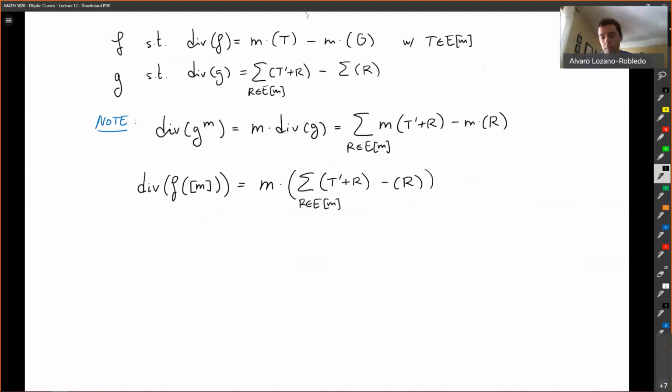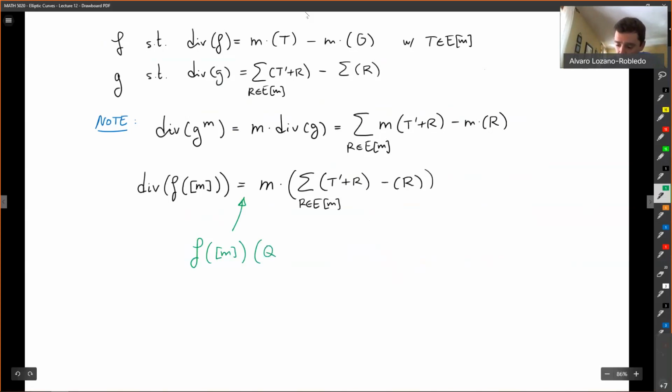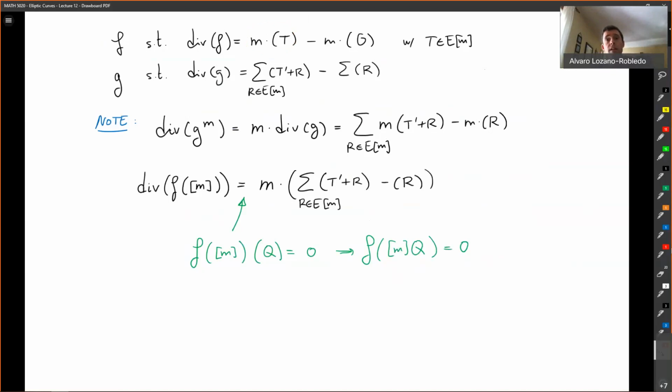Why is that? Because, so consider like what are going to be the zeros of F composed with M? The zeros of F composed with M are going to be when is F. So why is this? Let's see. So we have F composed with M of some point Q. So if this is 0, then what that means is that F of M times Q is 0. Okay, we know what the zeros of M are. The zeros of F is just the point T. Okay, but there is a zero of F at T of order M.